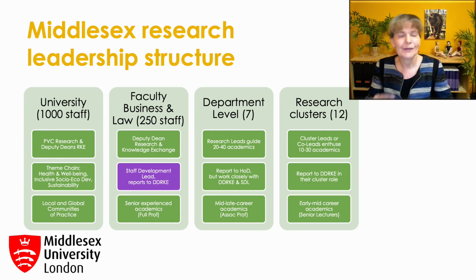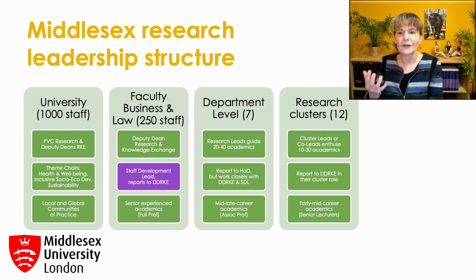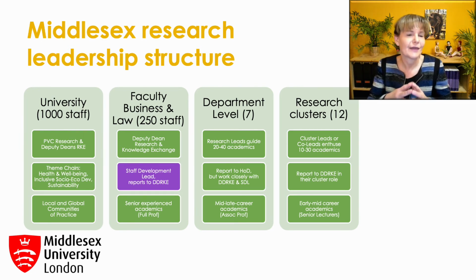Then at the department level within the faculty, we have research leads who guide between 20 and 40 academics, and these are typically a mix between professors and associate professors, and they work closely with me and the Deputy Dean Research and Knowledge Exchange. And as I will discuss later in this presentation, we also have about a dozen research clusters, which are really bottom-up initiatives, and they are typically led by early to mid-career academics, and all but 2 of our 20 or so cluster leads are senior lecturers.